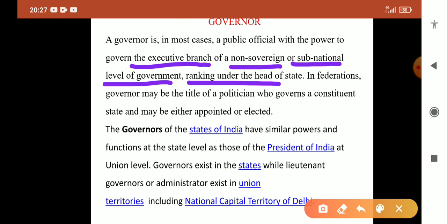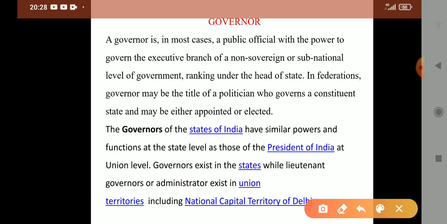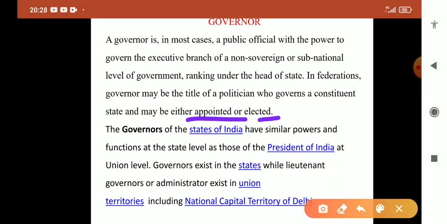In federations where there is a federal government, there are two governments: one is the central or federal government, and the other is the state government, right? So in federations, governor may be the title of politicians who govern a constituent state. And he may be either appointed or elected. Appointed as well as elected.